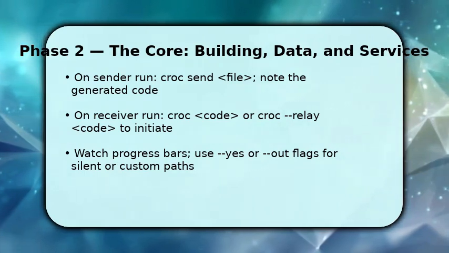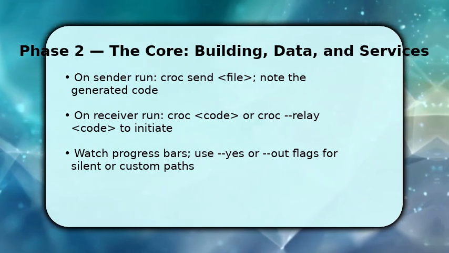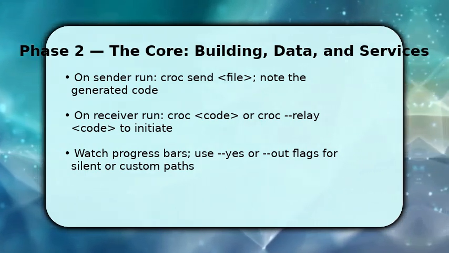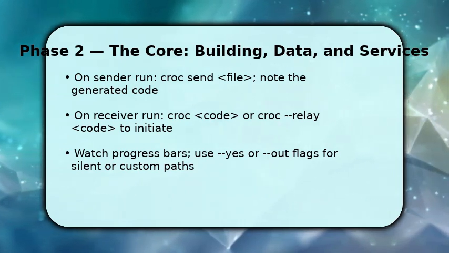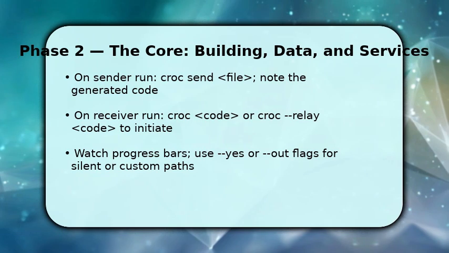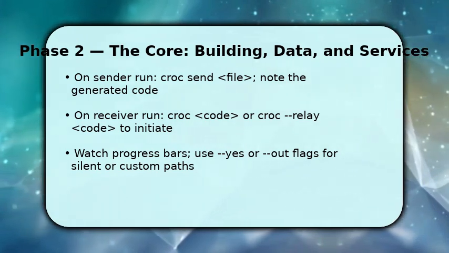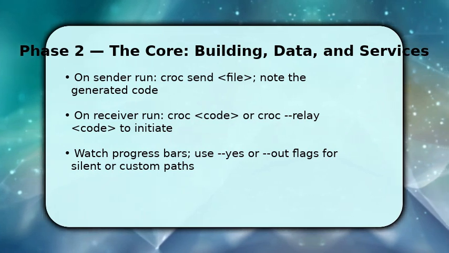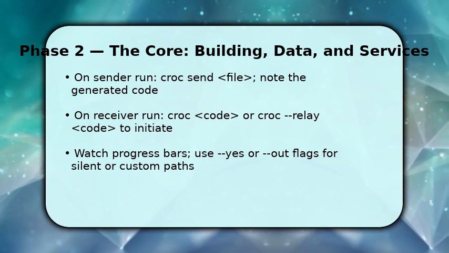You will see a secure handshake and then a progress bar that shows encryption, chunks, and throughput. If network conditions are poor, force the relay server with relay or retry. Croc will fall back automatically, but manual relay can help. You can add out to set a custom folder or yes to skip prompts. Keep an eye on transfer speed and file integrity messages as the transfer completes.